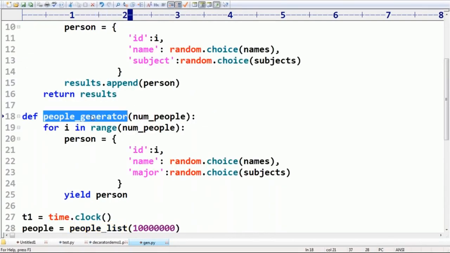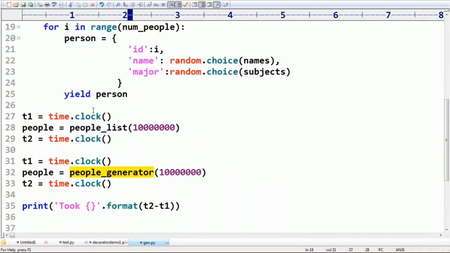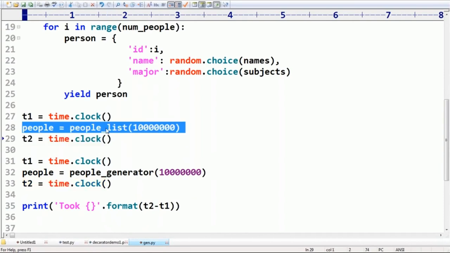Are you getting? Now here have a look once, sir. t1 is equal to time.clock, the current time. People is equal to people list of 1, 10, 1,000, 10,000, lakh, 10 lakhs, 1 crore, 10 crores. Something like 10 crore person objects. Can you please create them into the list and return that list? What is the time now? After collecting the list of values, what is the time?